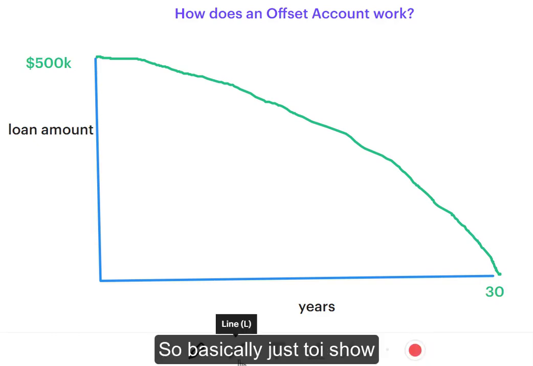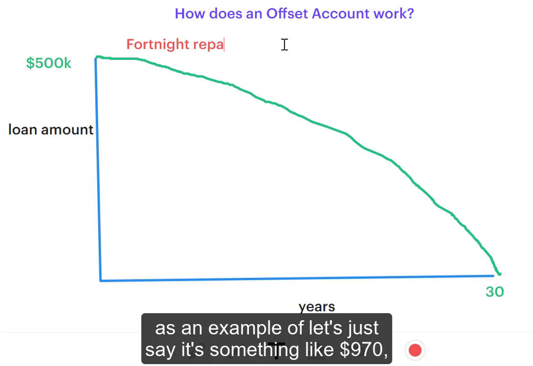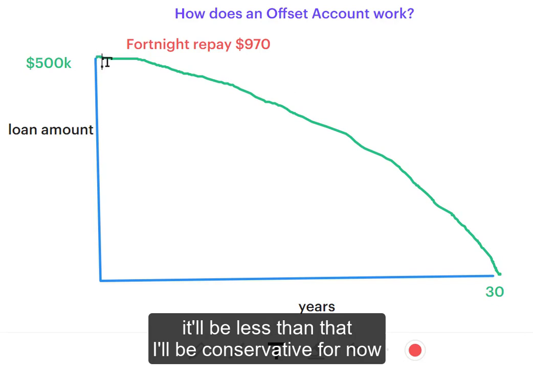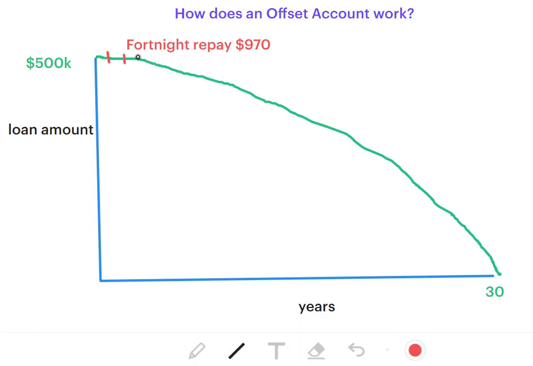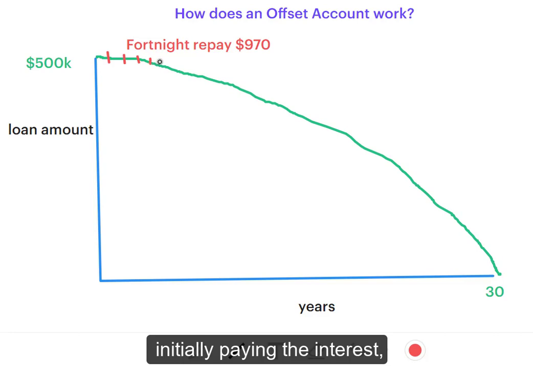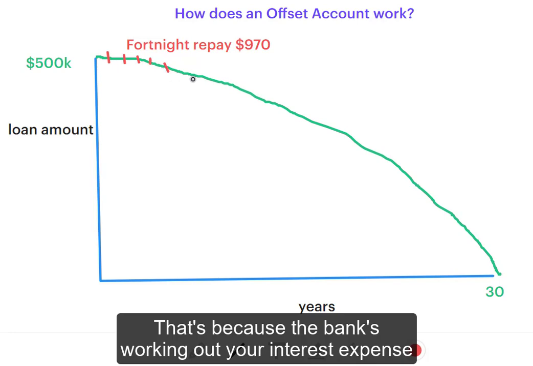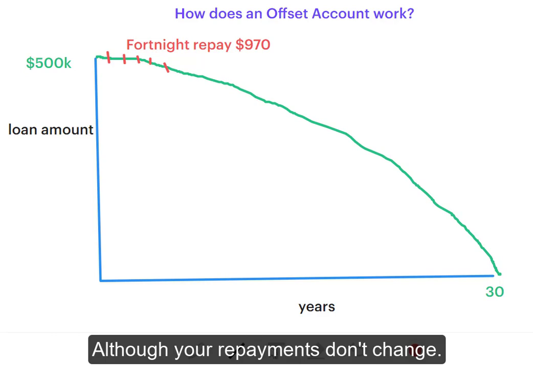So basically, if you use a fortnightly repayment as an example, let's just say it's something like $970 a fortnight on a $500,000 loan, it'll be a bit less than that, I'll be conservative for now. And so each fortnight, your $970 goes mostly towards paying the interest, which is why that line doesn't decrease much. That's because the bank's working out your interest expense on the total loan outstanding, although your repayments don't change.